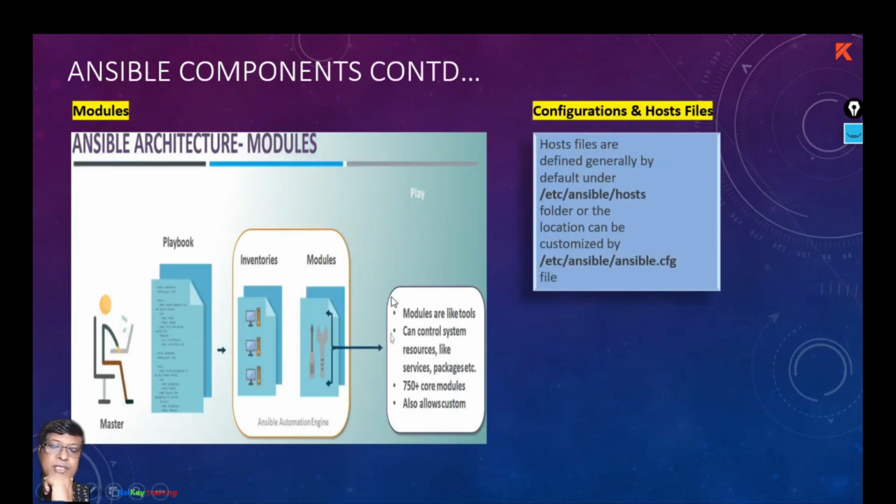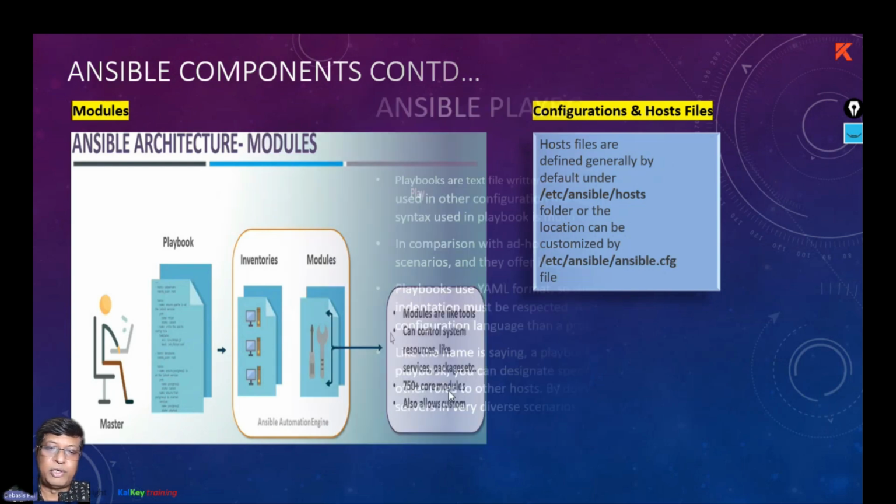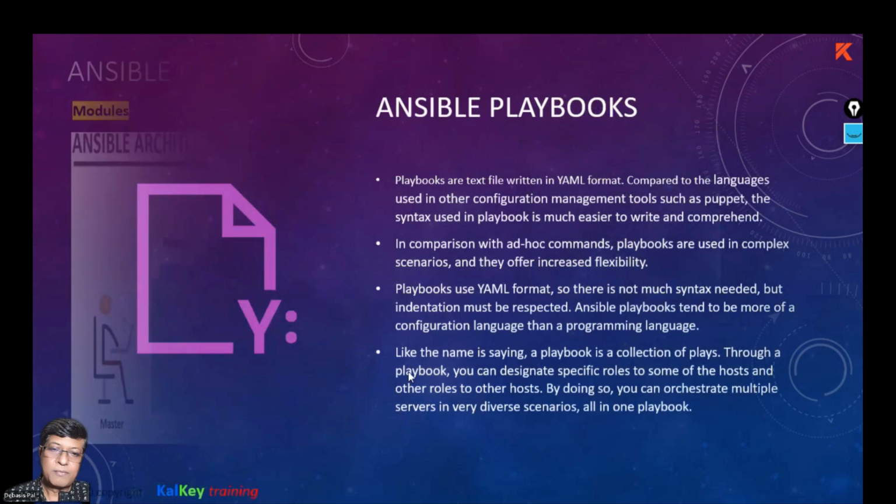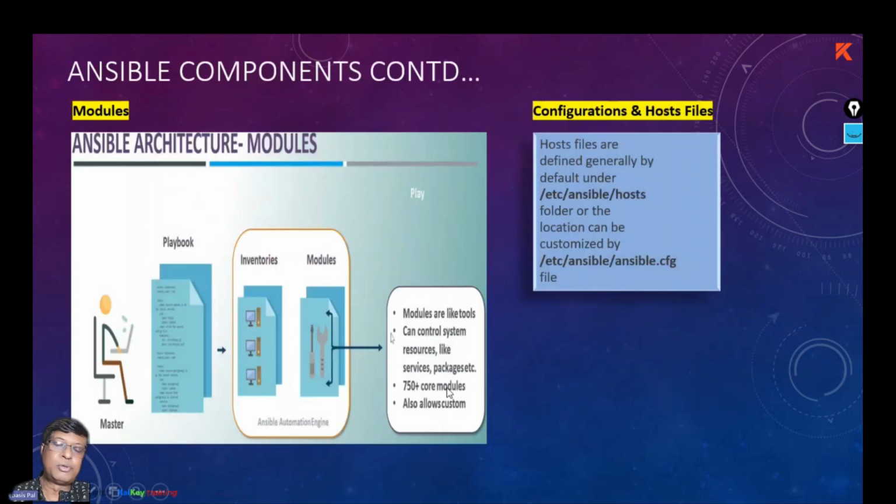Similarly, as I told you, there are over 750 core modules. So you do not need to customize or have your own module. Of course, Ansible gives you the power to create your own module, but you do not generally need to. 750 modules are more than enough. Whatever you can think of is available in one particular module. You can also customize your own module.